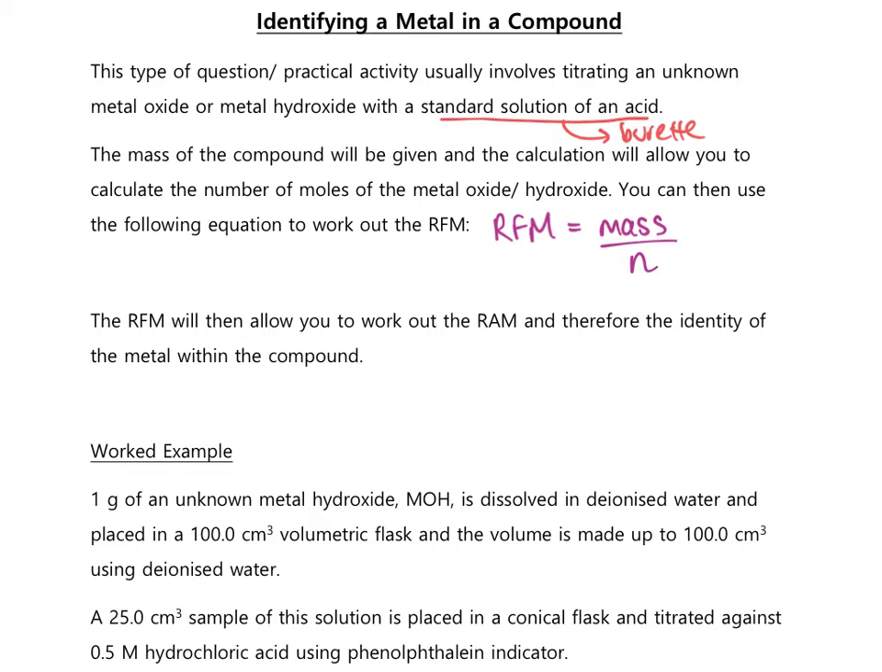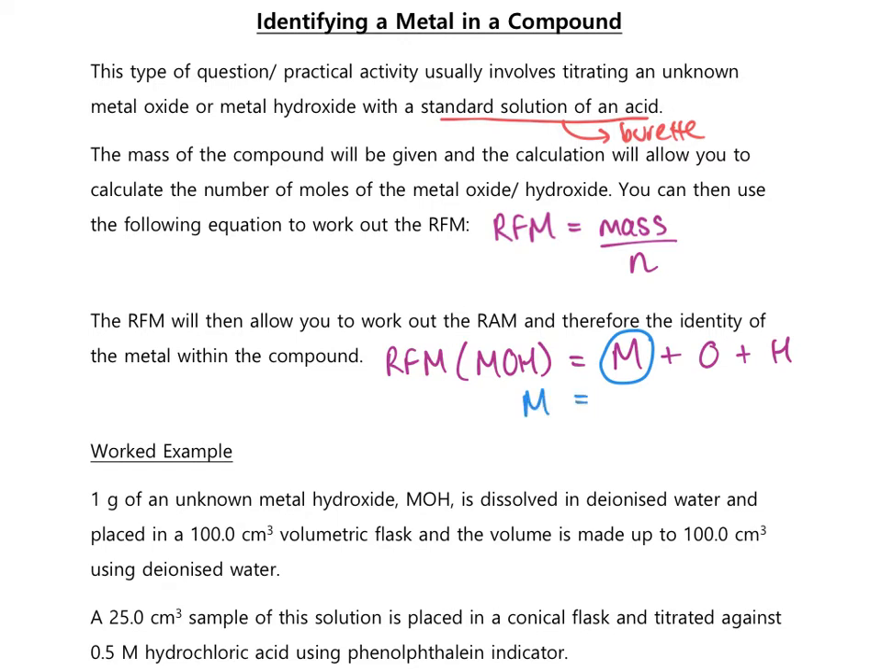And then what you can do is you can take away the relative atomic mass of your oxygen and or your hydrogen to work out the relative atomic mass of your metal. Let me give you an example of that. So say, for example, you were working with a group 1 metal hydroxide. The general formula of your metal hydroxide would be MOH. And the RFM of that is the total of the relative atomic mass of your metal plus 1 oxygen atom plus 1 hydrogen atom. What we want to work out is just the relative atomic mass of the metal. So that's fairly easily done.